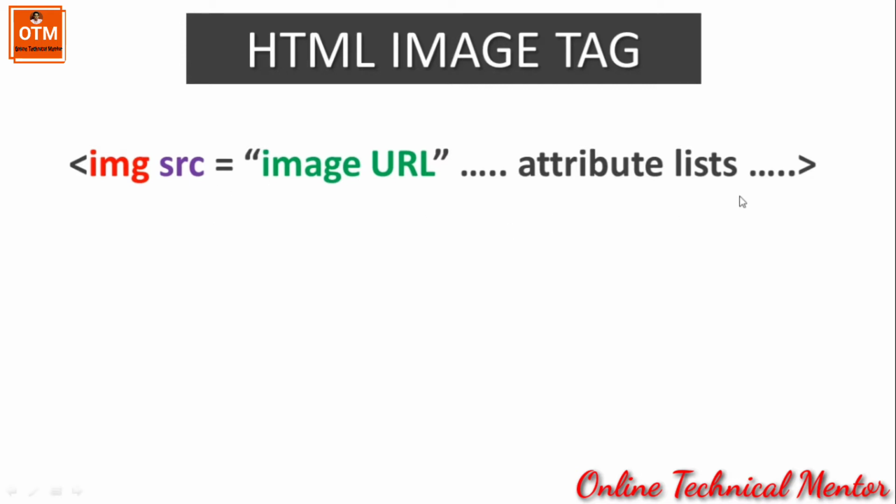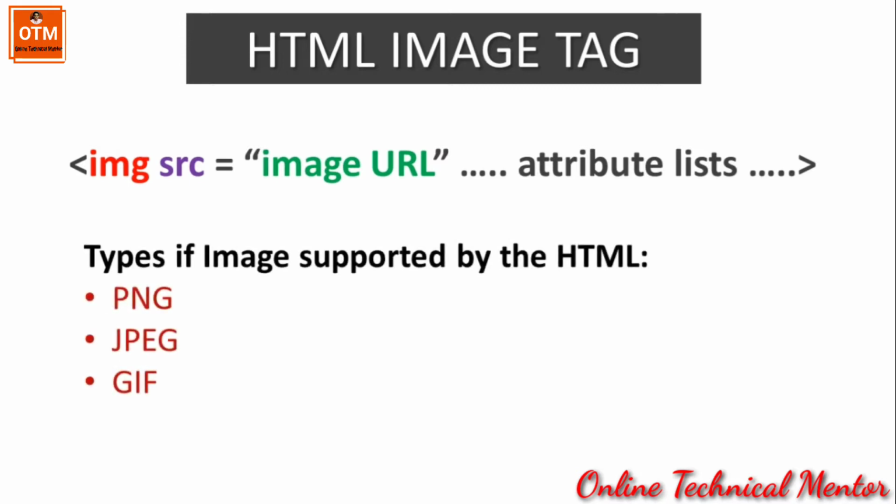Along with this src, there are a number of attributes for resizing the images and for how they are represented within the HTML page. So what are the types of images supported by HTML? You can use PNG, JPEG, GIF. GIF is a moving picture. You can use any of them according to your comfort. But make sure that you specify the correct image file name in the src attribute. And one more thing, the image name is always case sensitive. Let me show you a demonstration.